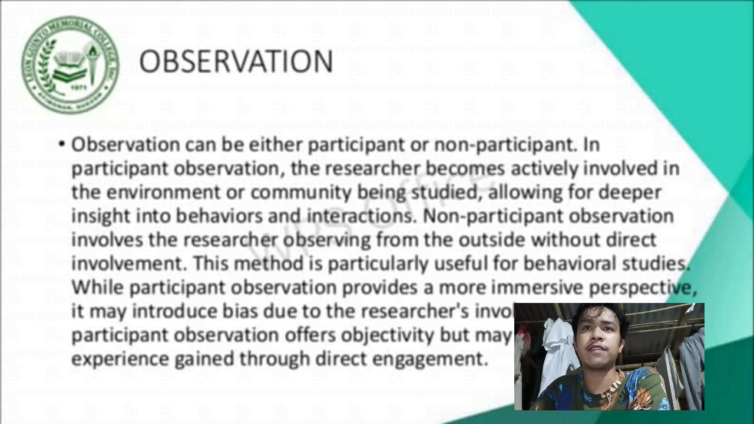Third is observation. Observation is all about watching people's behavior to learn how they act in real situations. There are two main types of observation. Participant observation: in this method, the researcher becomes part of the group or community they are studying. This helps them get a closer, more personal view of what's going on. Next is non-participant observation. Here the researcher stays on the outside and just watches.